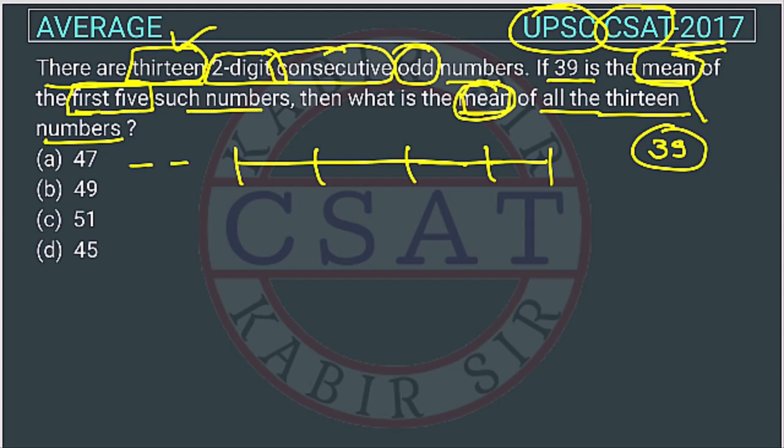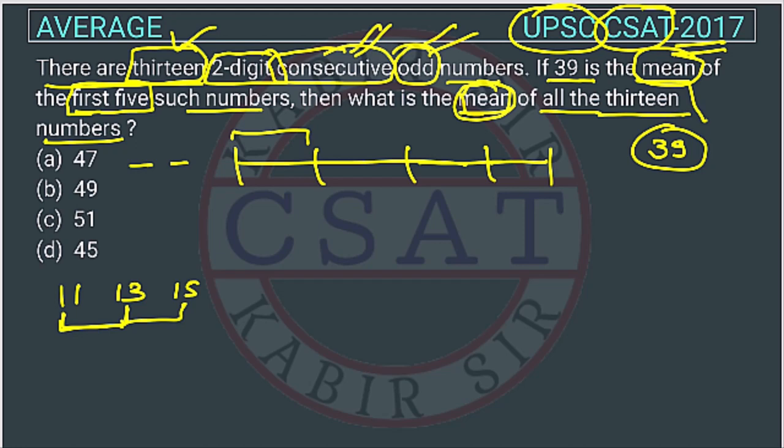So these are 2-digit numbers, and these are consecutive. This is a very important point here. These are consecutive odd numbers. So we know these numbers will be odd, and these are consecutive. Consecutive means if I am giving you 11, the next odd number will be 13 and the next will be 15, because these are consecutive numbers, right? So these are consecutive odd numbers, right?